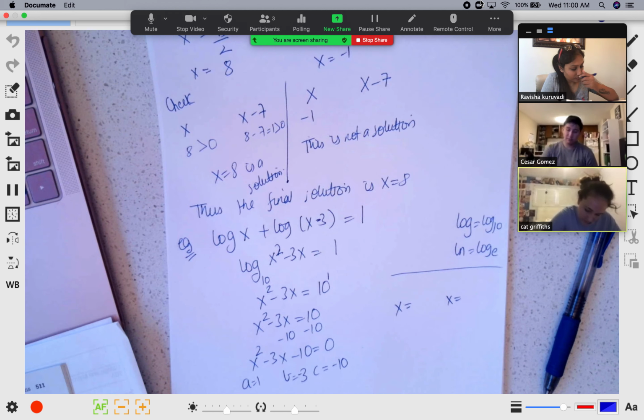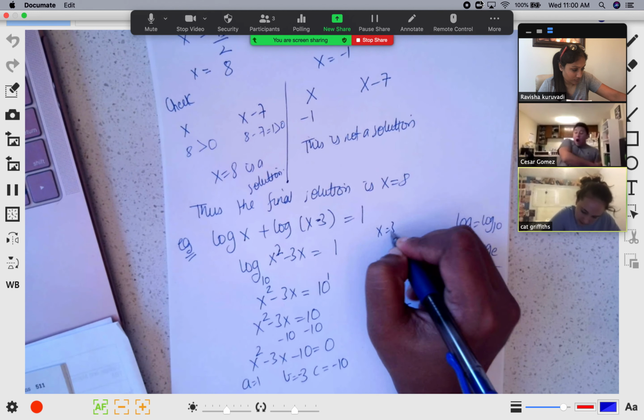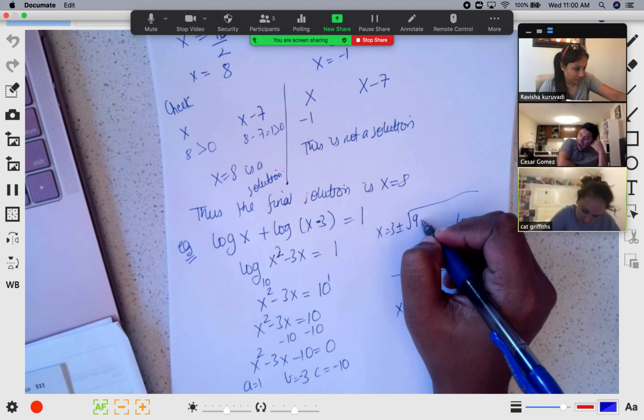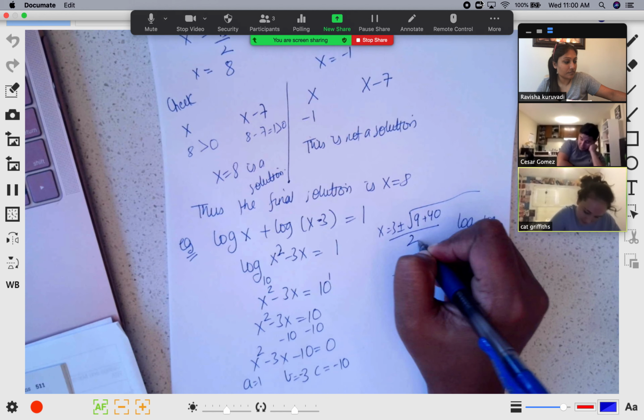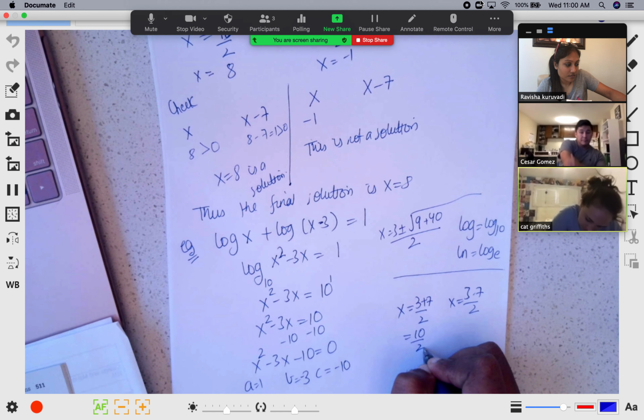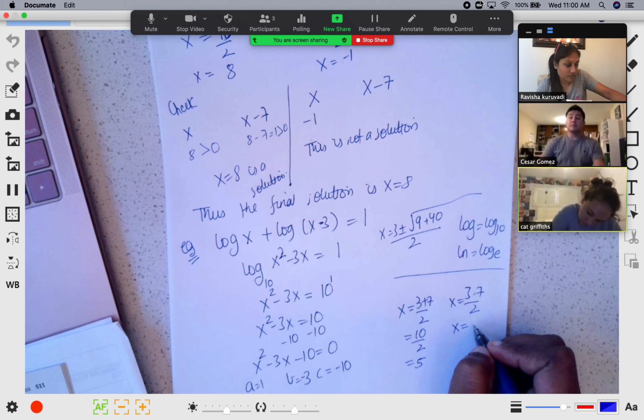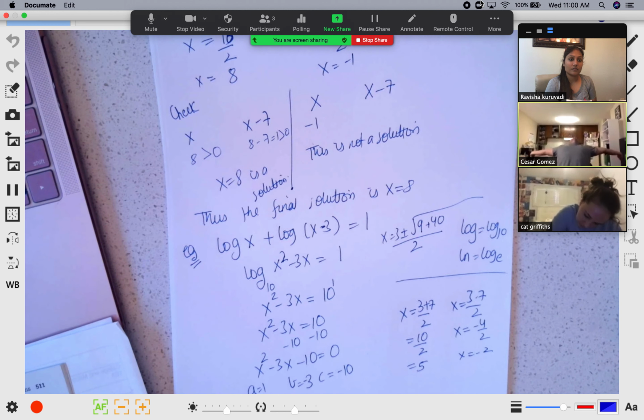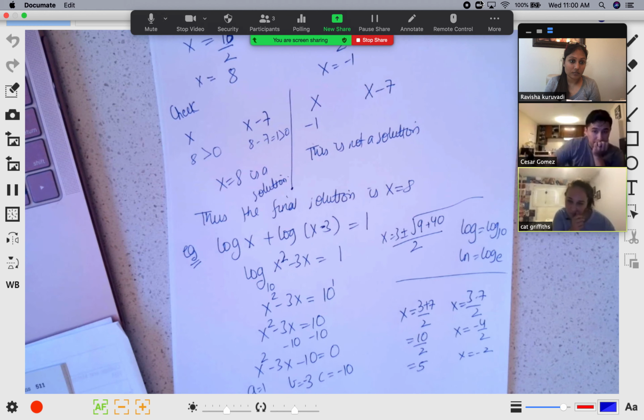Okay, so it'd be x equals positive 3 plus or minus the square root of negative 3 squared minus 4 times 1 times negative 10, over 2 times 1. Yes. From there, you would just do 3 plus or minus the square root of 9 plus 40, over 2. And then you would get x equals 3 plus or minus the square root of 49 over 2. The square root of 49 is what? 7. Yes. So you get 3 plus 7 over 2, and 3 minus 7 over 2.